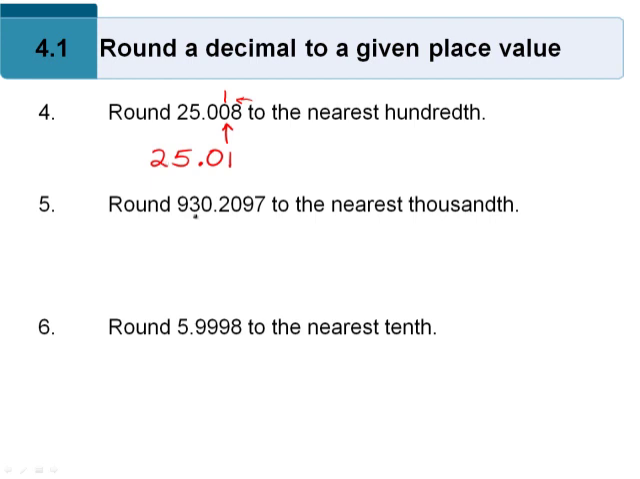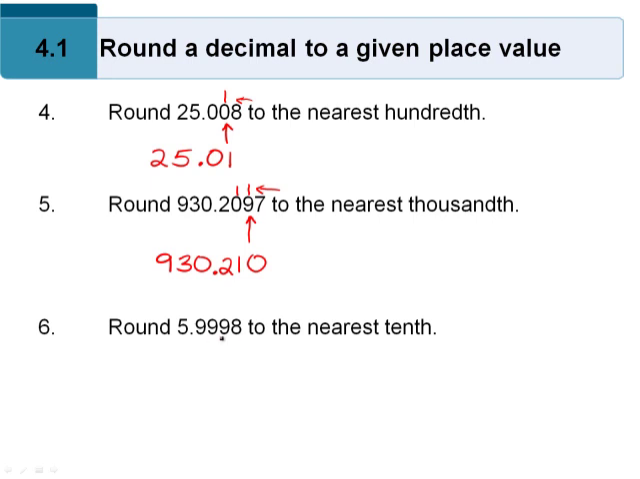Round 930.2097 to the nearest thousandth. So for the thousandths place, we've got tenths, hundredths, thousandths. The 9 is in the thousandths place. 7 is 5 or greater, so we're rounding up by 1. So 1 plus 9 is 10. Carry a 1 to the next digit. 1 plus 0 is 1. And now nothing else carries, so we bring down the 2 and the 0 and the 3 and the 9. And so that would be your answer to the nearest thousandth, 930.210.